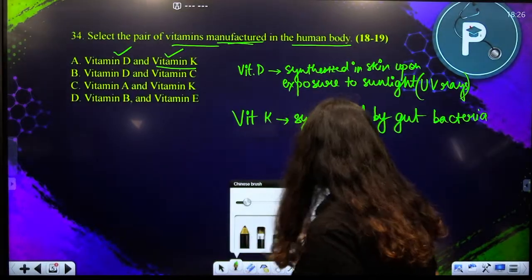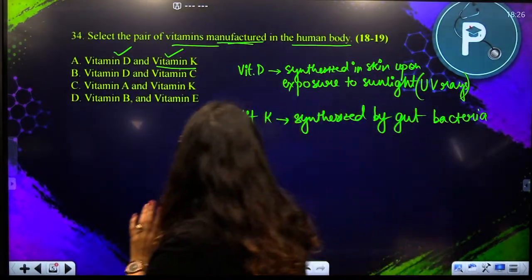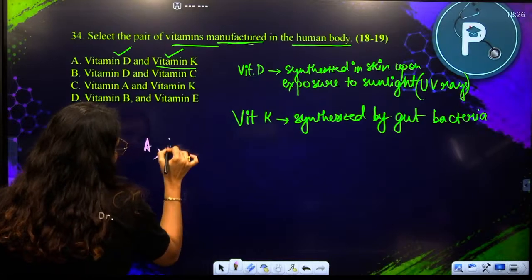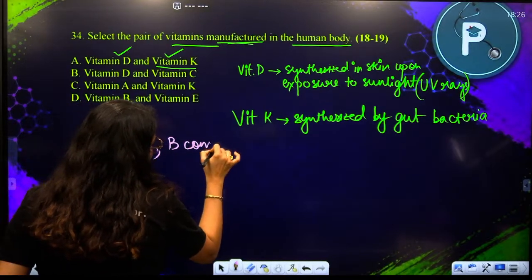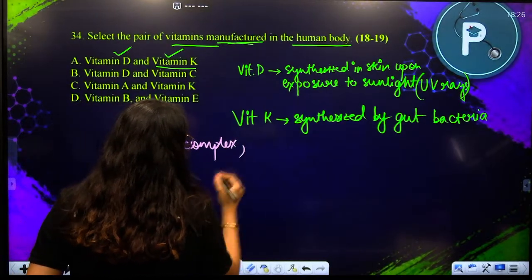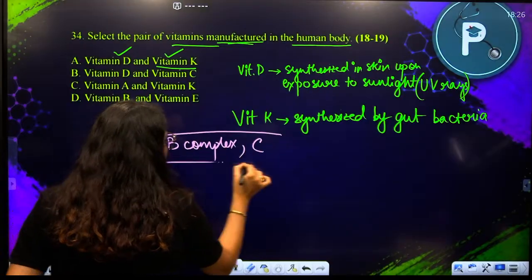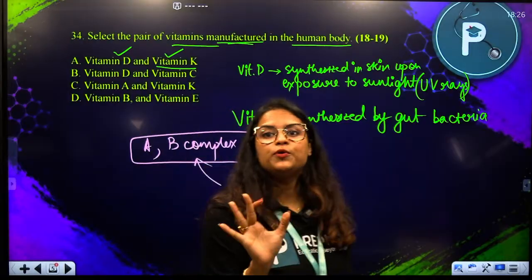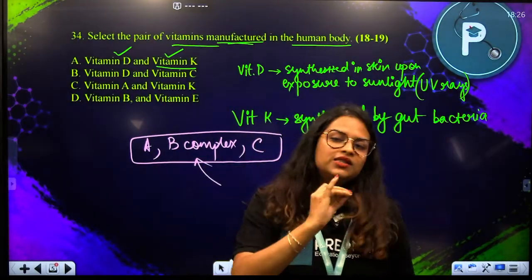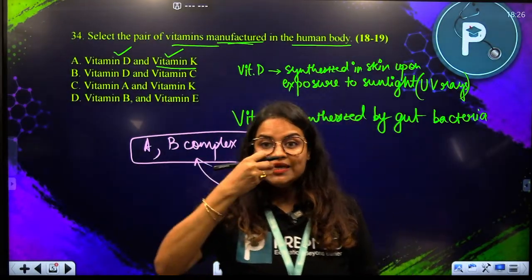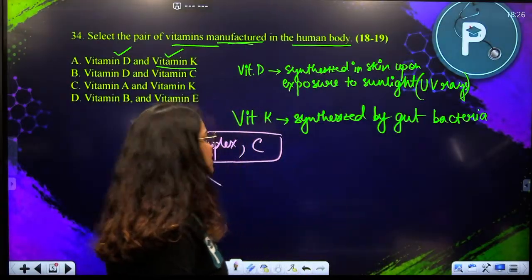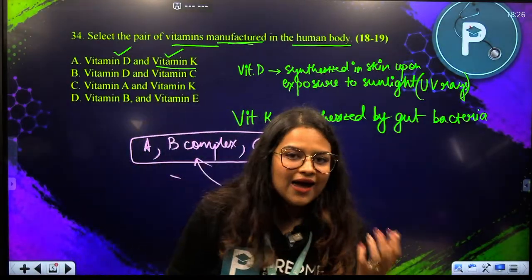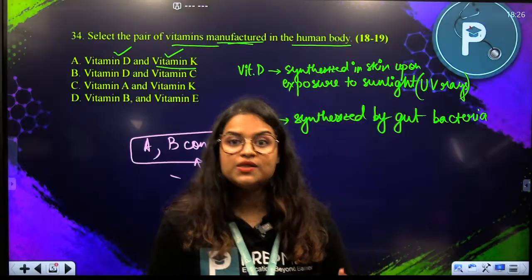But apart from that, the rest of them, that is vitamin A, the entire vitamin B complex, then vitamin C, all need to be consumed through diet. Our body can't produce them. So we have to consume them through diet. We have to eat them. For example, vitamin A you can get from carrots, green leafy vegetables, etc.